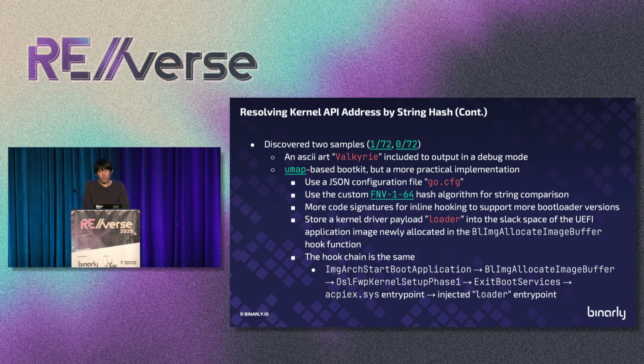After the hunting, we discovered 2 unknown bootkit samples, including an ASCII art Valkyrie, output in debug mode. It was a UMAP-based bootkit, but a more practical implementation. For example, a JSON configuration file, a custom FNV string hash algorithm, more code signatures for inline hooking, and so on. Other than that, most of the behavior, including the hook chain, is the same.